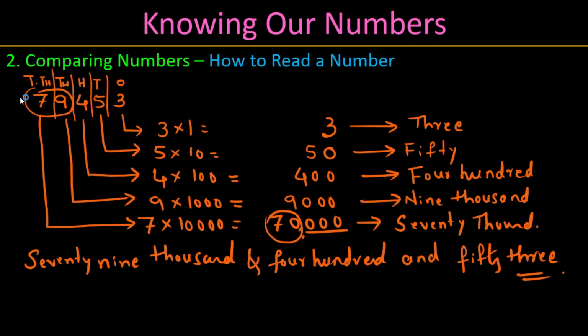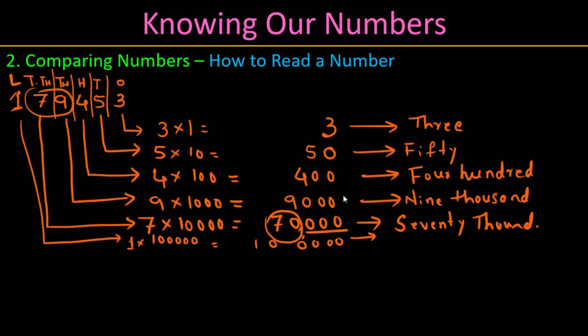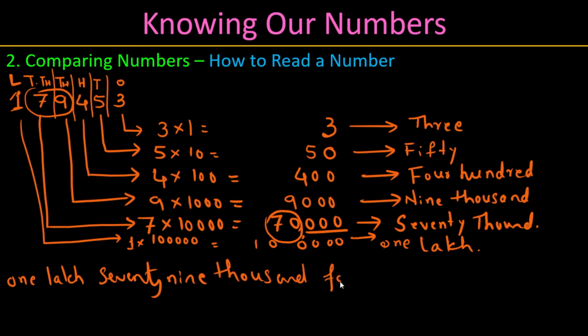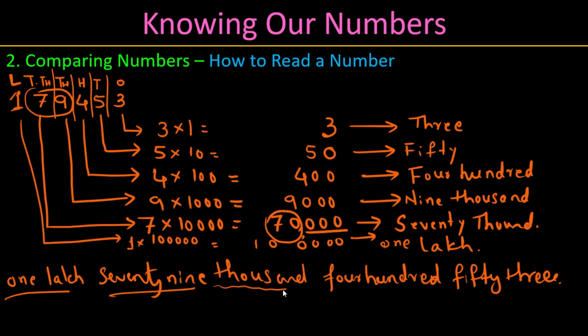Now if we add one more digit here, 1, that becomes a lakh. Here 1 into 1 lakh. This is called 1 lakh. Let me write it clearly. Now how to write 1 lakh? 1 lakh 79,453. So this is how we need to read it: 1,79,453.